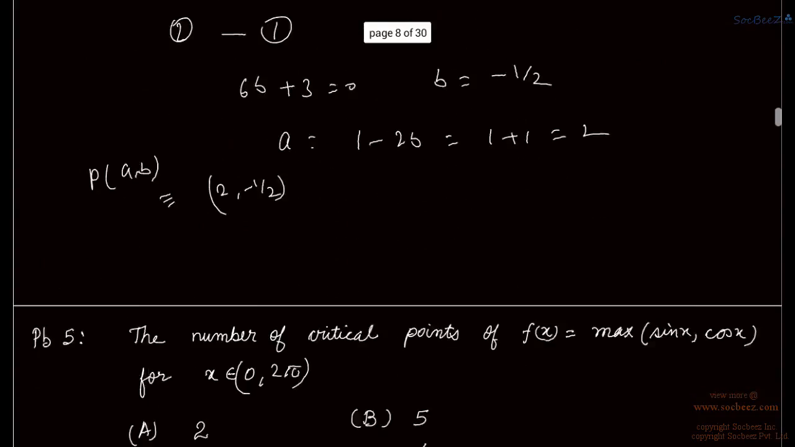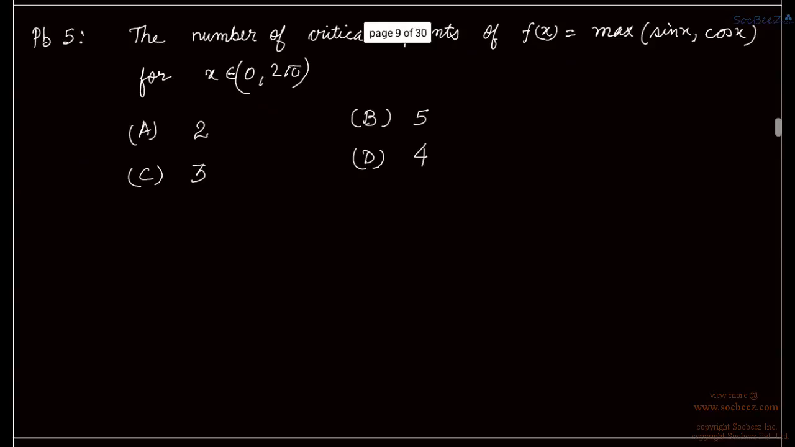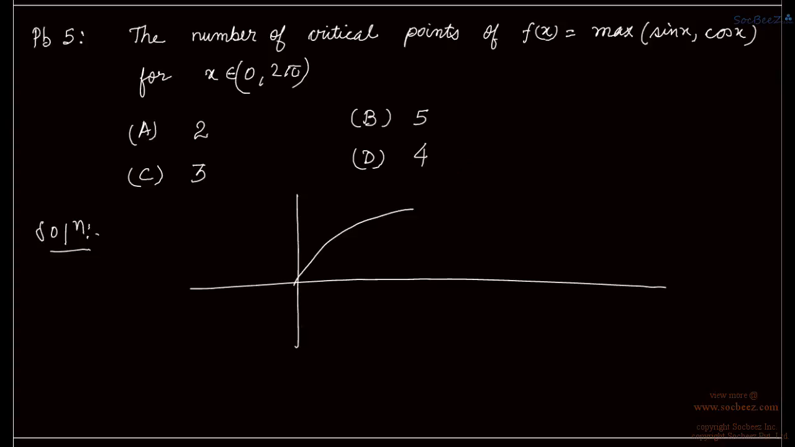Now moving to the next question. The number of critical points of f x is equal to maximum of sin x and cos x for x from 0 to 2 pi. So let us draw the curve of sin x and cos x between the interval 0 to 2 pi. So this is the curve of sin x. This is 2 pi. This is pi. This is pi by 2.